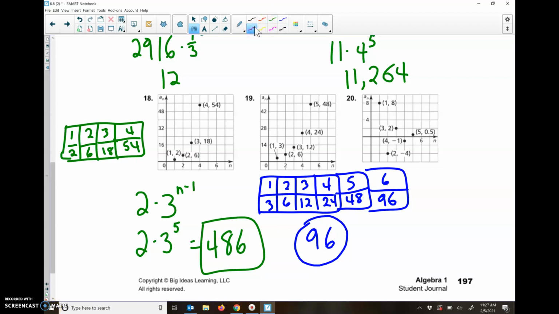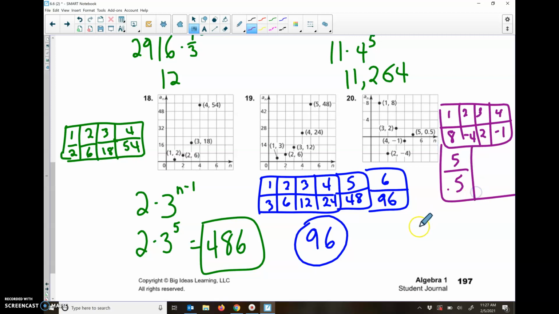And then if we look at this last one here, this last one's probably a little tricky as well. It looks like it's going down, and it looks like it's also switching negative. So it looks like 1 is matched with 8. 2 is matched with negative 4. 3 is matched with 2. 4 is matched with negative 1. And they even give us 5 is matched with a half. So it keeps going down by multiplying by negative a half. That means 6 is going to be matched with negative 1/4. Hope that helps.